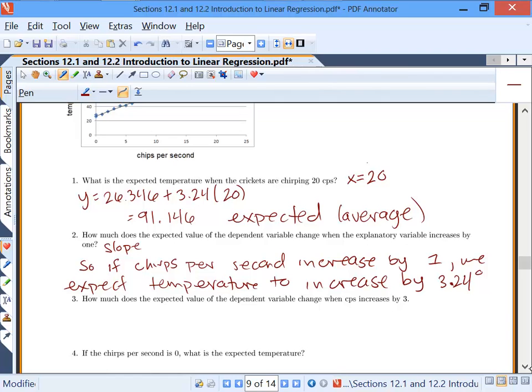You just have to do 3 times your slope. So instead of going over 1, you're just going over 3. So if trips goes up 3, no matter where we are on the line, we expect our temperature to go up by 9.7.